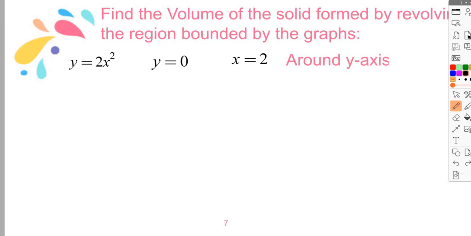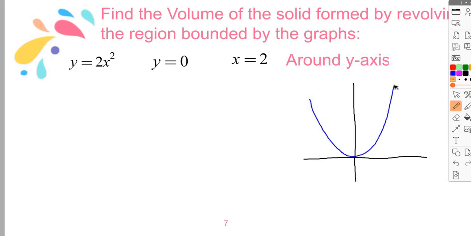So what are we going to do first? Graph it. Okay. What's the graph of 2x squared look like? Still just a parabola, right? Especially since I don't have any labels, it's technically been stretched by 2, but as long as it's still a parabola shape, we're good. Okay, and then where is y equals 0? Cool. And then x equals 2? Yes. So again, we are rotating a triangular curvy shape right there.